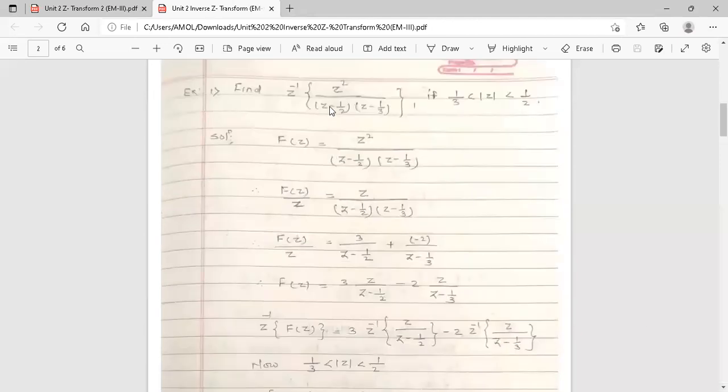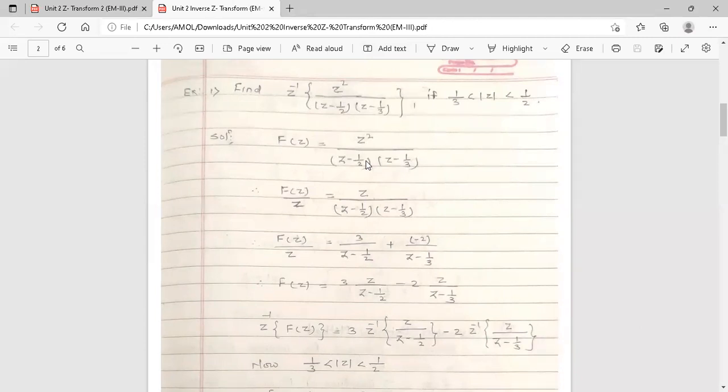Now we are going to find the inverse z transform. This bracket term is nothing but the z transform. For z transform we always use the notation capital F of z, and its value is z square upon (z minus 1/2) into (z minus 1/3). This is the value of F of z, it is given. Now we are going to find the inverse z transform, meaning our aim is to find the sequence for the z transform.